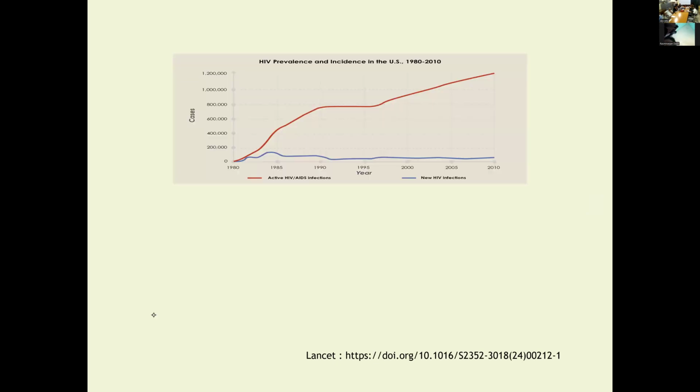So we had very good data visualization classes. This is one graph where the x-axis shows the time period, and this looks at the number of cases. The blue line is new HIV infections, and the red line is active HIV or AIDS infection. So which one shows prevalence and which shows incidence?